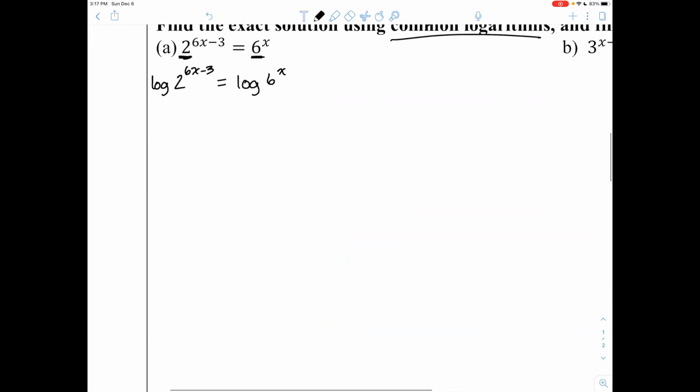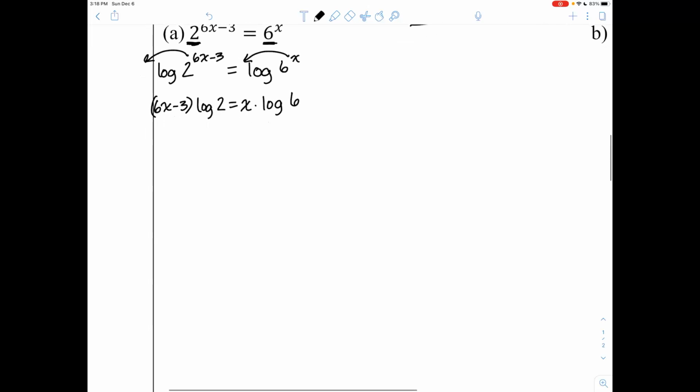All right, next thing I'm going to do, I want to get those x's out of the power position so that I can start to isolate the x from everything else. Let me use a log property. The log of a power is equal to the power, which is 6x minus 3, and that's a quantity, so let's put parentheses around it, times the log of 2. So the log of a power equals the power times the log. The log of 6 to the x is x times the log of 6.